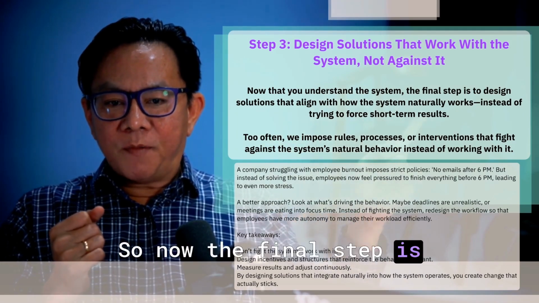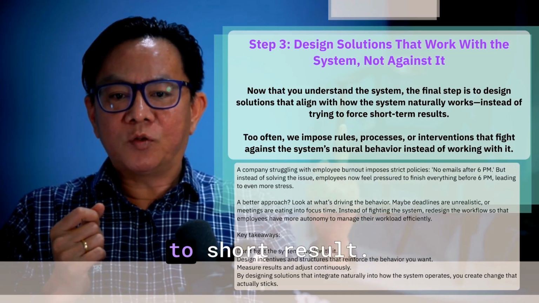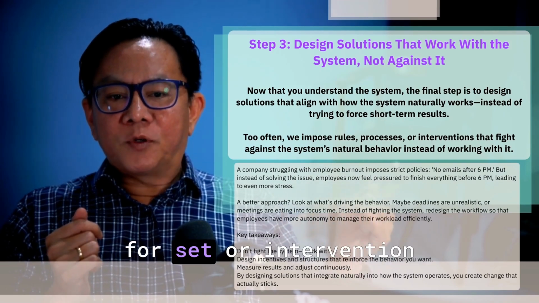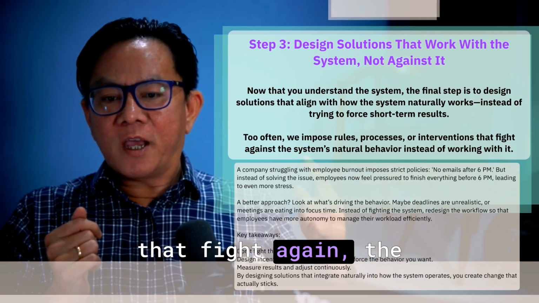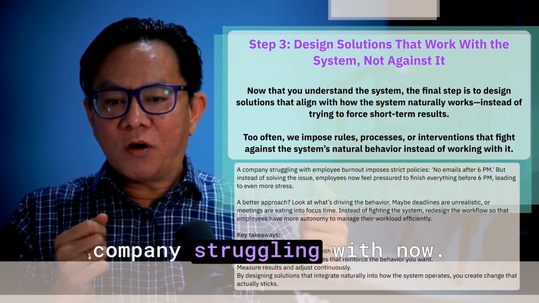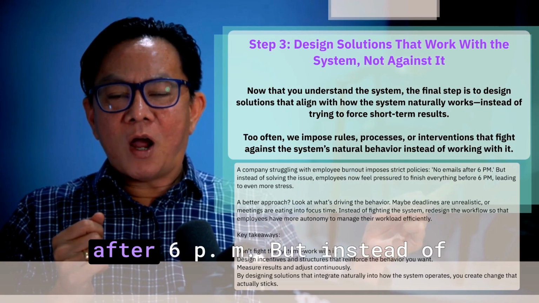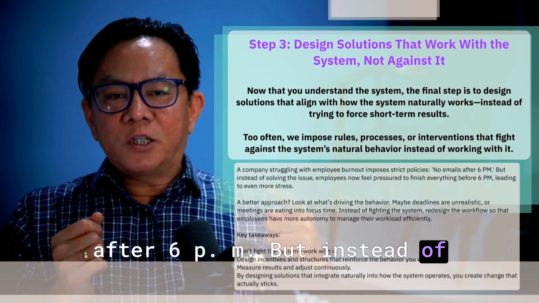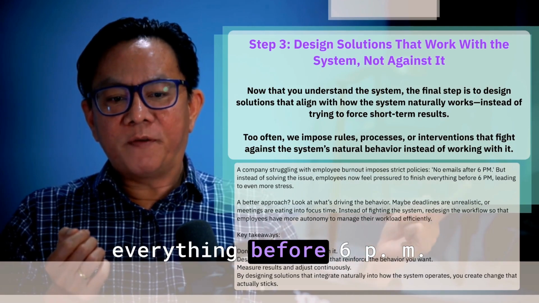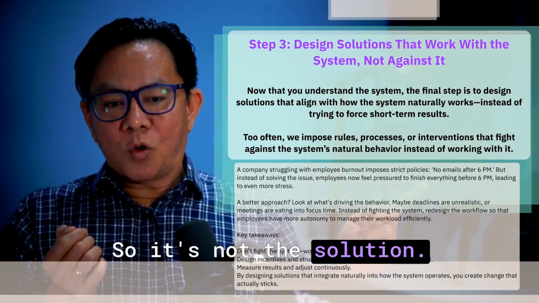So now the final step is to design a solution that aligns with how the system naturally works instead of trying to force short-term results. Too often we impose rules, processes, or interventions that fight against the system's natural behavior instead of working with it. Here is an example. A company struggling with employee burnout imposes strict policies, for example, no email after 6 p.m. But instead of solving the problem, employees now feel pressure to finish everything before 6 p.m., leading to even more stress. So it's not the solution.